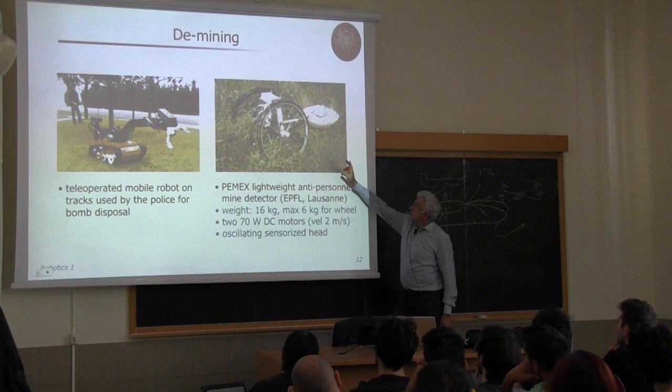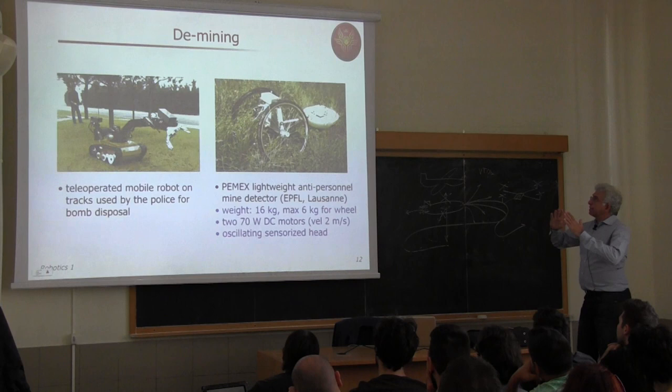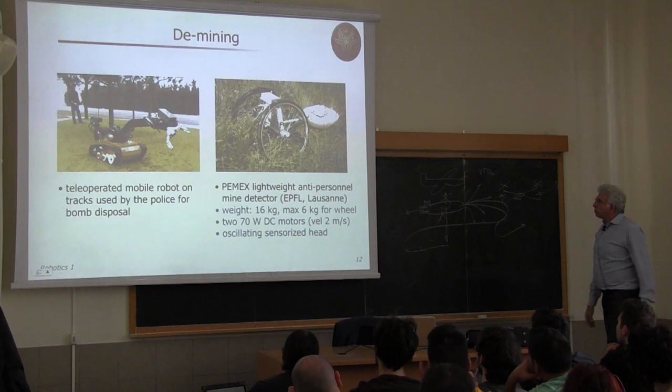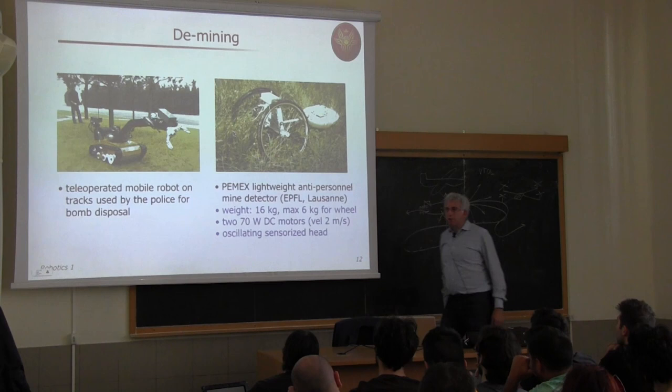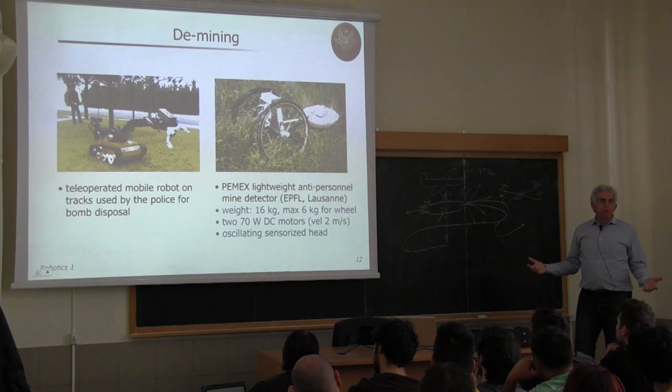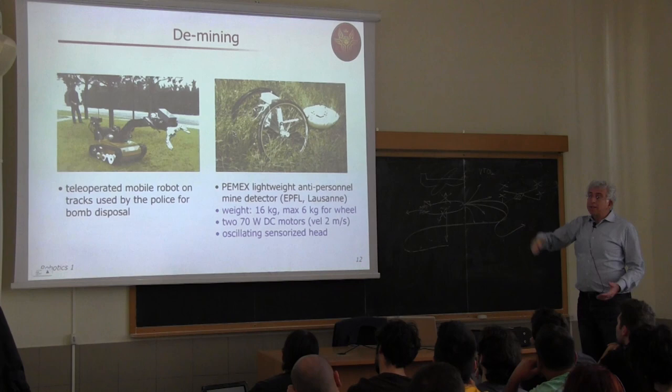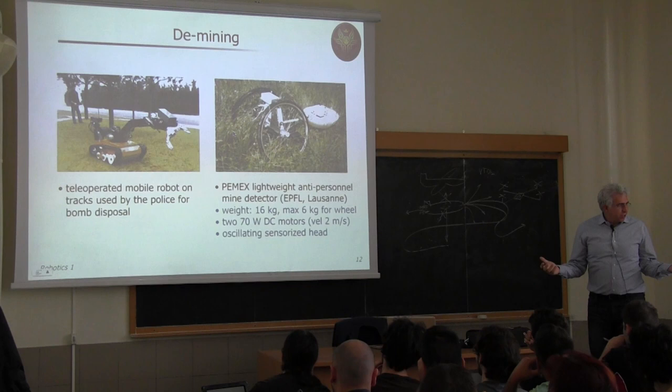It's very light. There are two bicycle wheels, slightly inclined, with a detector which is moving slightly over the ground. It has been developed by the École Polytechnique of Lausanne. And it's not too heavy like the other one. So in case it's not able to recognize a mine, it will explode, but the loss is not so tragic.